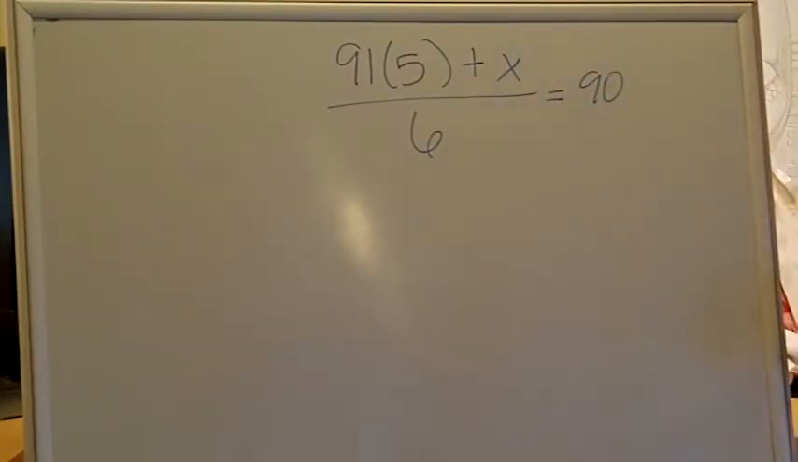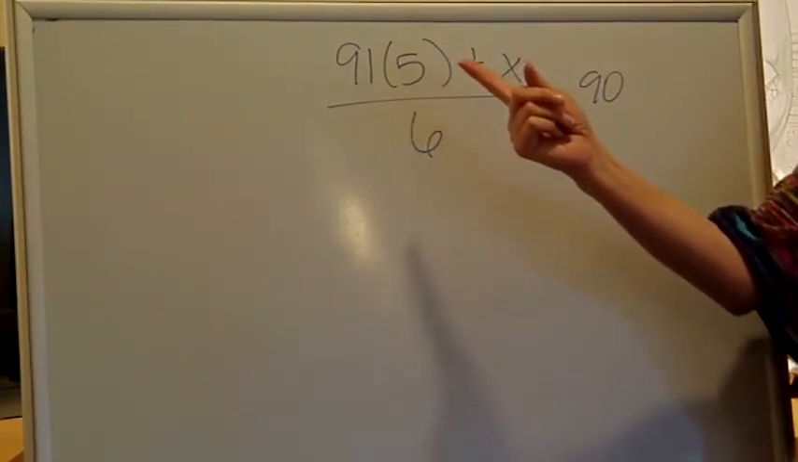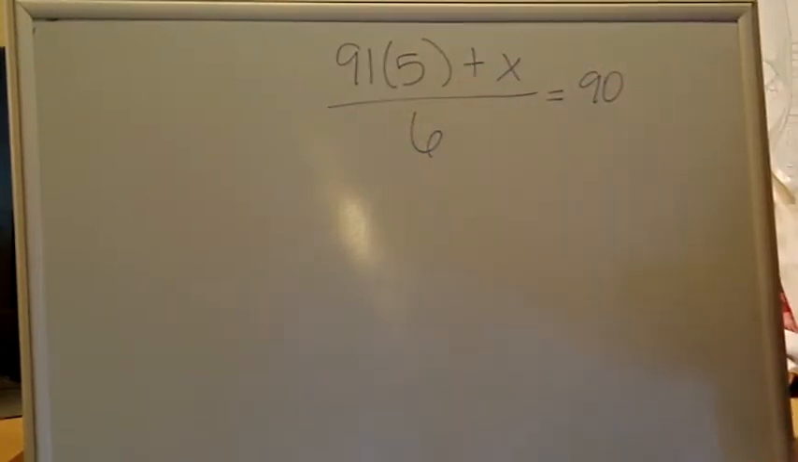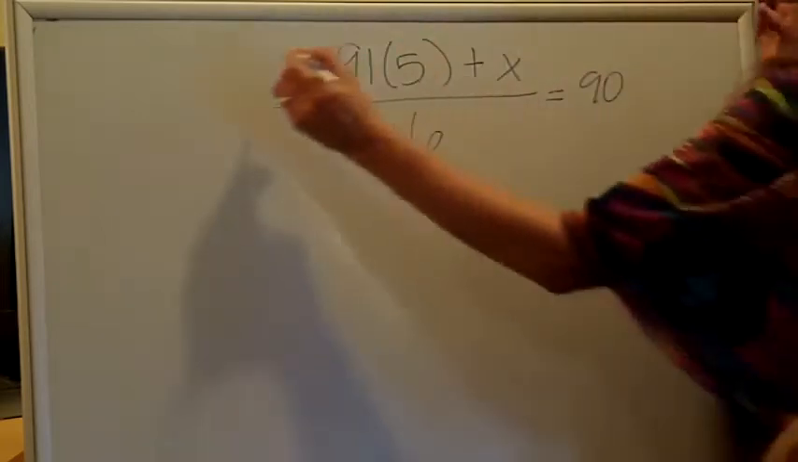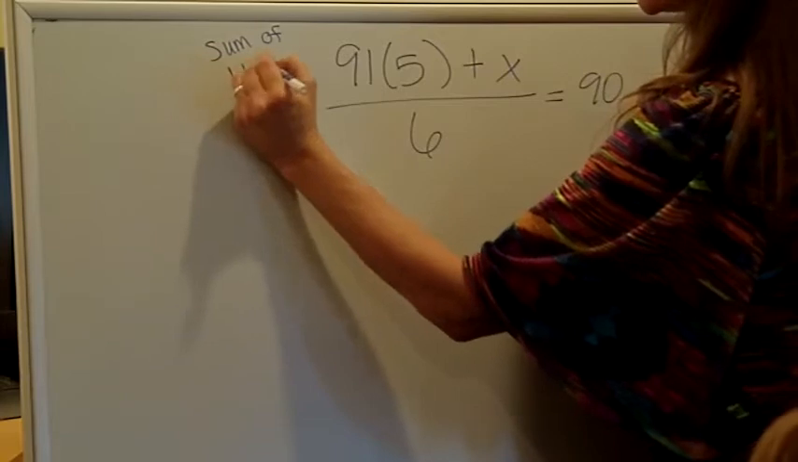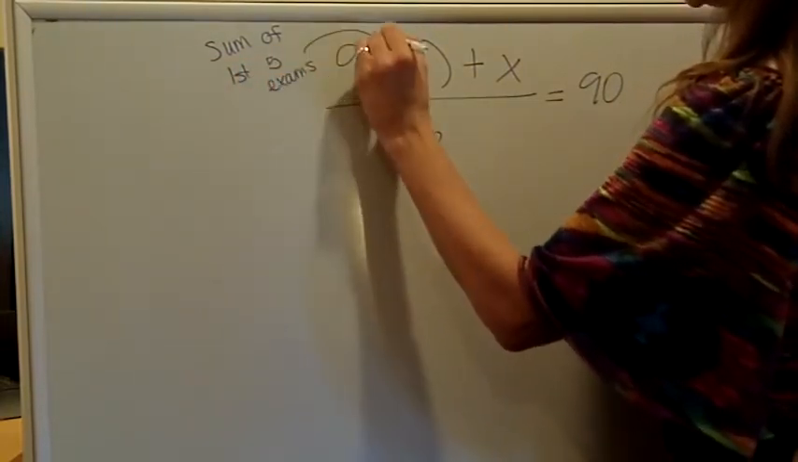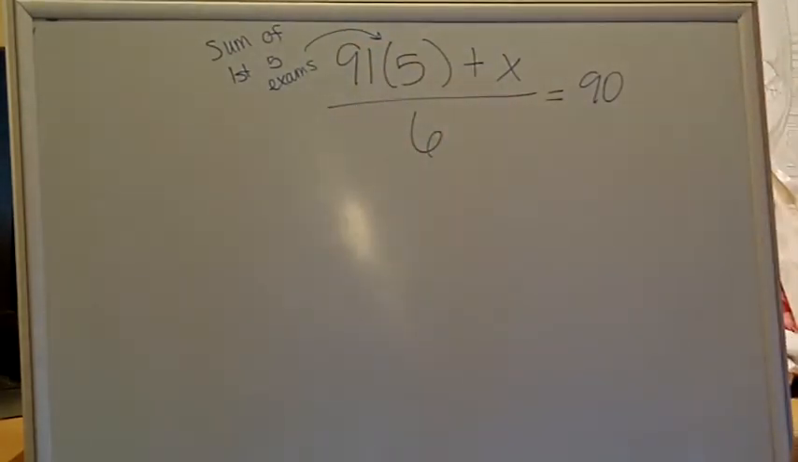You don't know specifically what each test was, but you do know that the average is 91, so that means that all those scores added up divided by 5 equal 91. So 91 times 5 has to equal the sum of those first 5 tests. So keep in mind, this is the sum of the first 5 exams. This thing right here. So you add that 6th exam in, divide by 6, you have your average.